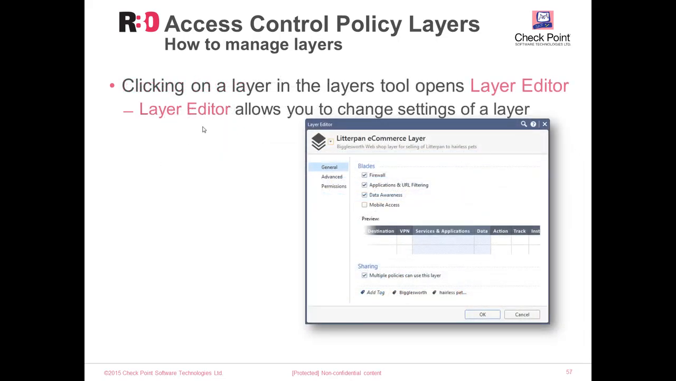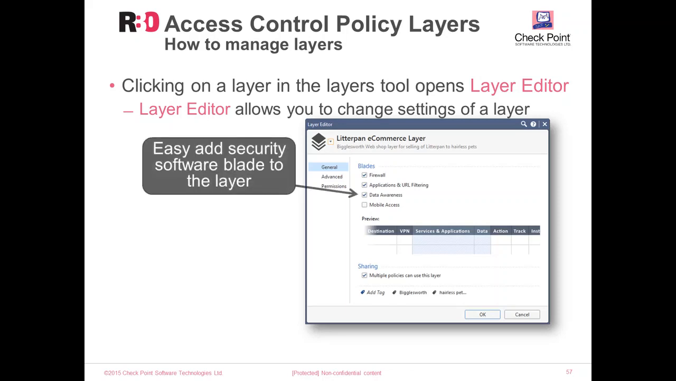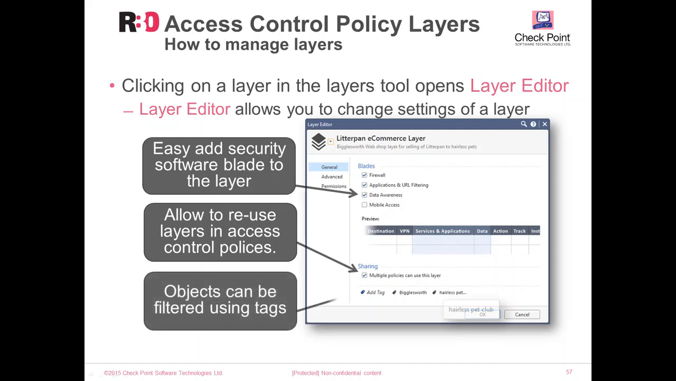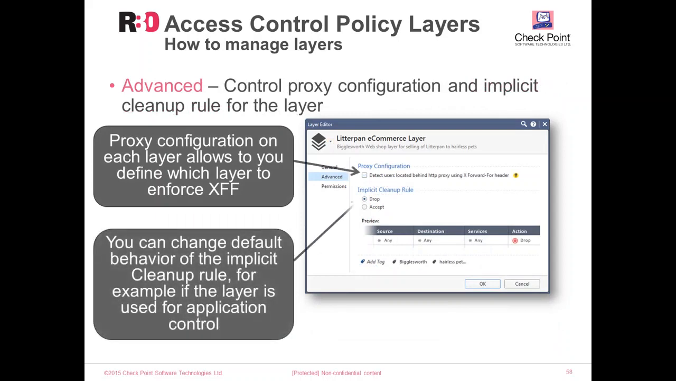If I double click on the e-commerce layer, for example, I will see the following information of that specific layer from the layer editor, allowing me to change the settings of this specific layer. So I can, for example, easily enable and disable different security software blades on that layer. I can enable it for sharing, which allows me to have this layer activated on multiple different policy packages to reuse it. I can add tags to my layers in order to search and group layers by tags for better control of my different layers.